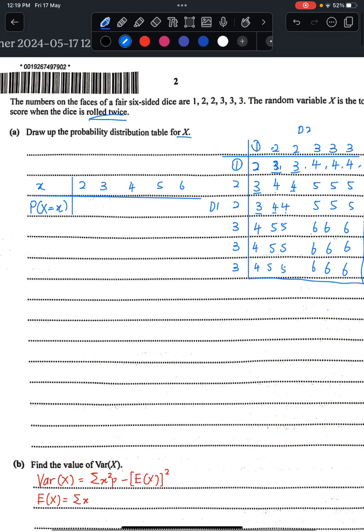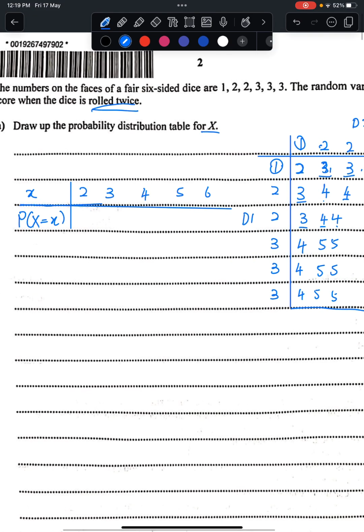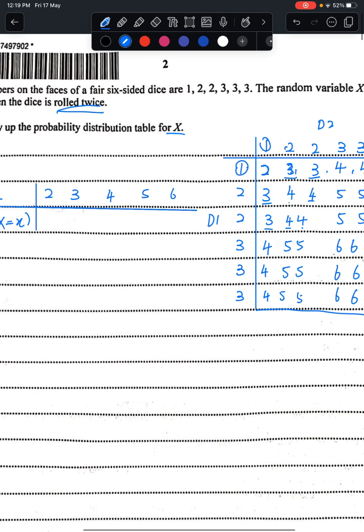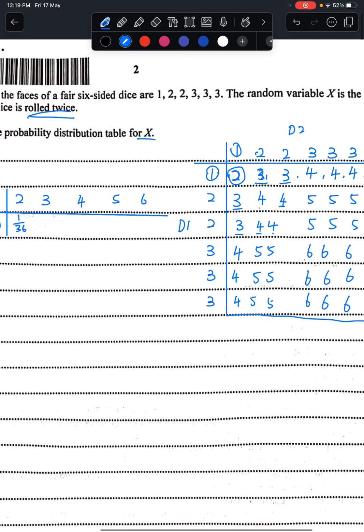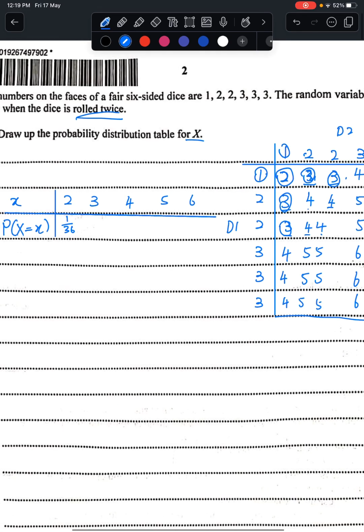Okay, so you draw your distribution table like this. The first value is 2 because you cannot get 1 from 2 dice. So 2, 3, 4, 5, and 6. The probability of getting 2 is just 1 out of these 36 outcomes, so you write 1 over 36. Then the probability of getting 3 is just 1, 2, 3, you got 4 3s here out of 36, so you write 4 over 36, and so on. So you just count. Wait, let me write it down.